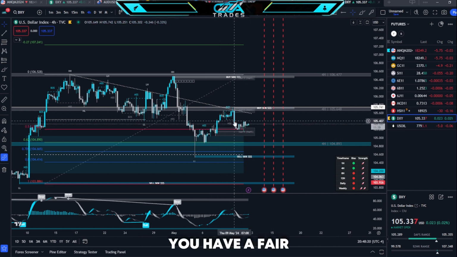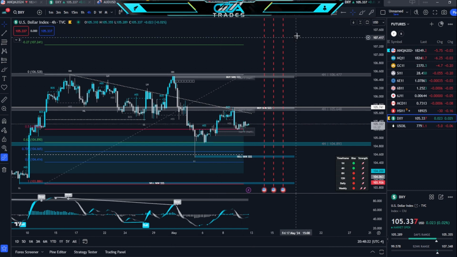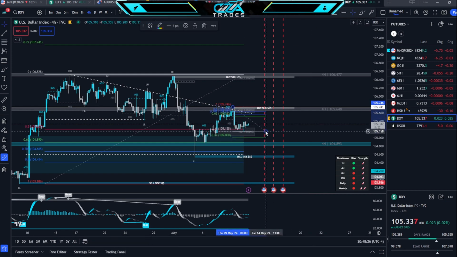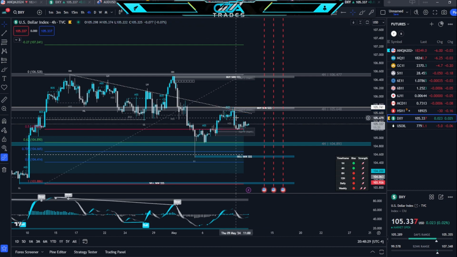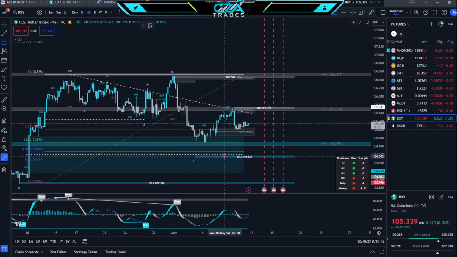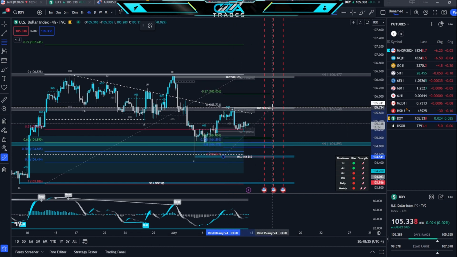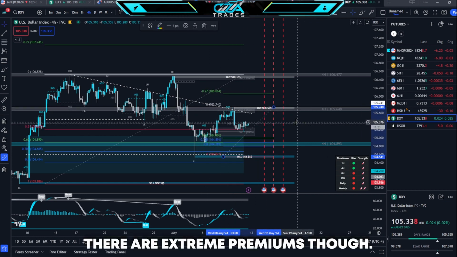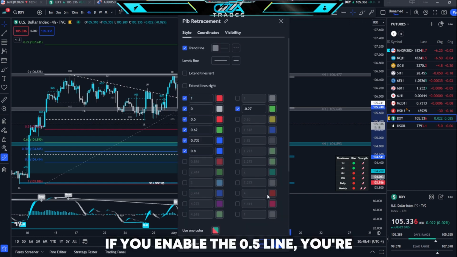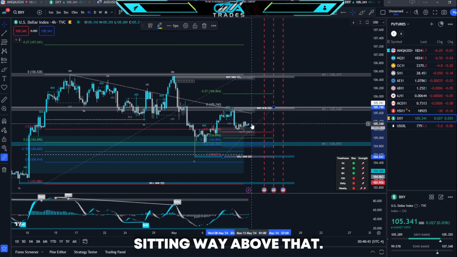You have an order block, you have a fair value gap right over here. But that fair value gap is not going to fall in line with the Fibonacci. Doesn't look good. You're at an extreme premium still. If you enable the 0.5 line, you're sitting way above that.